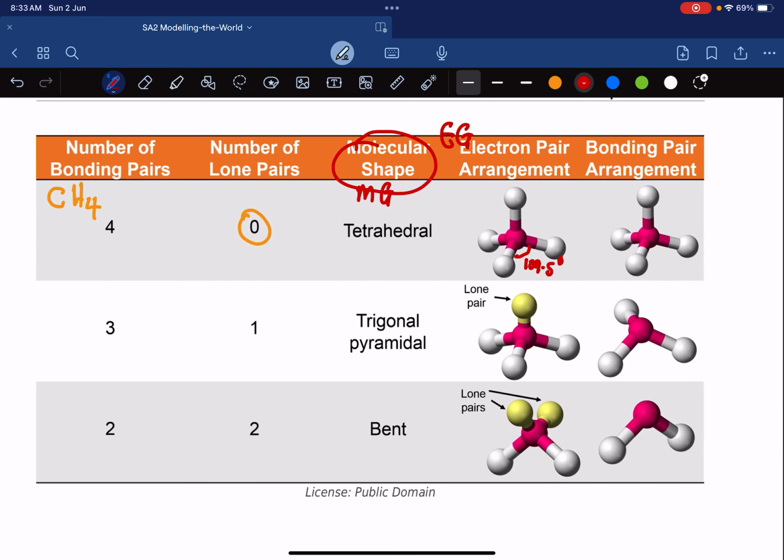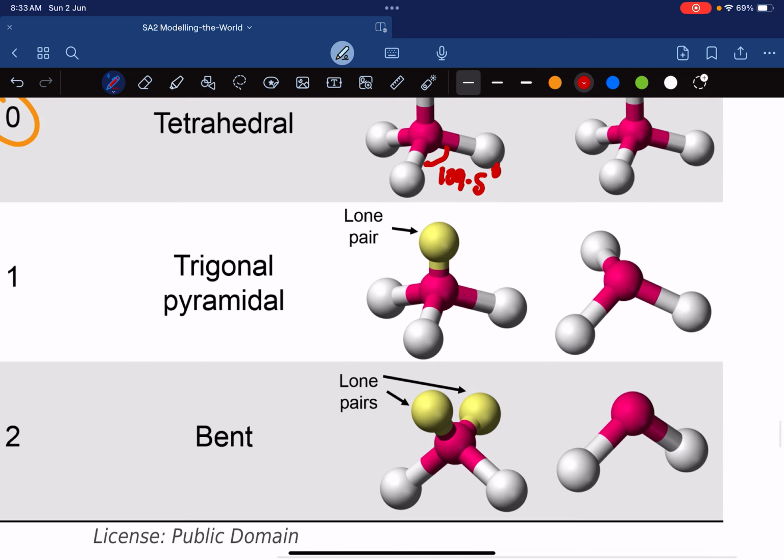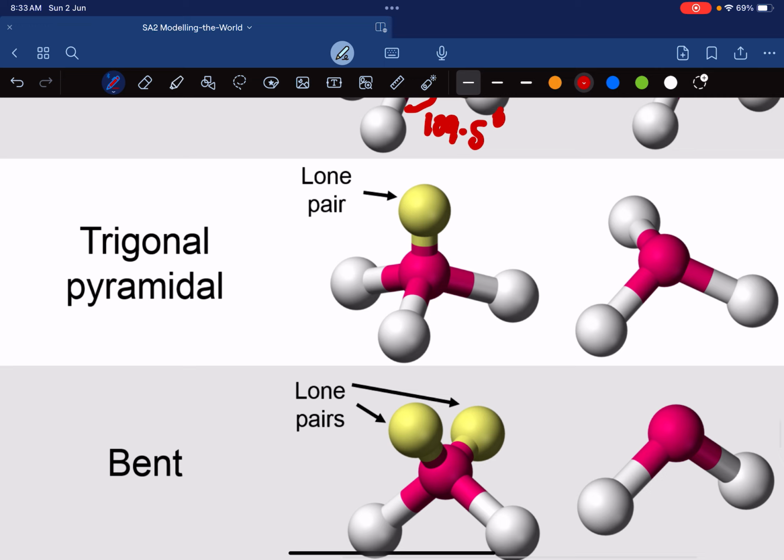But when we came to ammonia, if you remember, ammonia had 3 bonded pairs and 1 lone pair. So this is the lone pair. The shape of the molecule is called trigonal pyramidal. Imagine this is the nitrogen. Let's use white. This is nitrogen. This is one hydrogen here, this is another hydrogen, this is another hydrogen, and remember this was a lone pair.